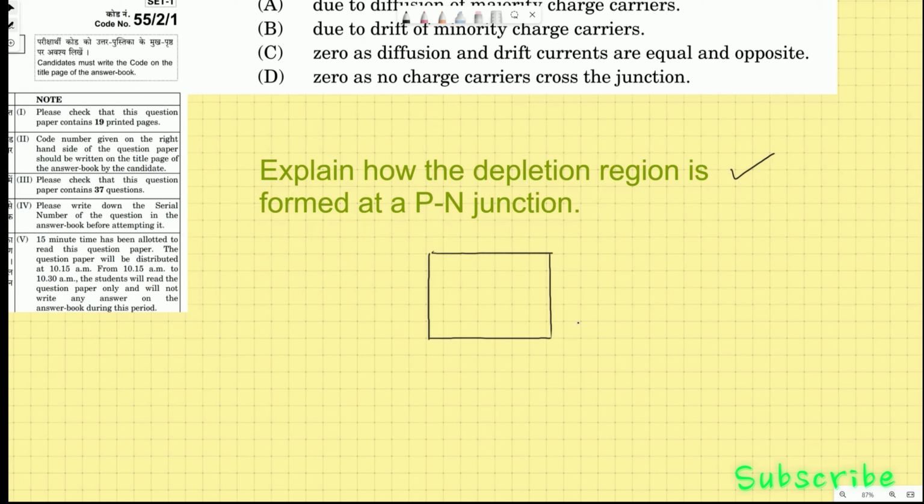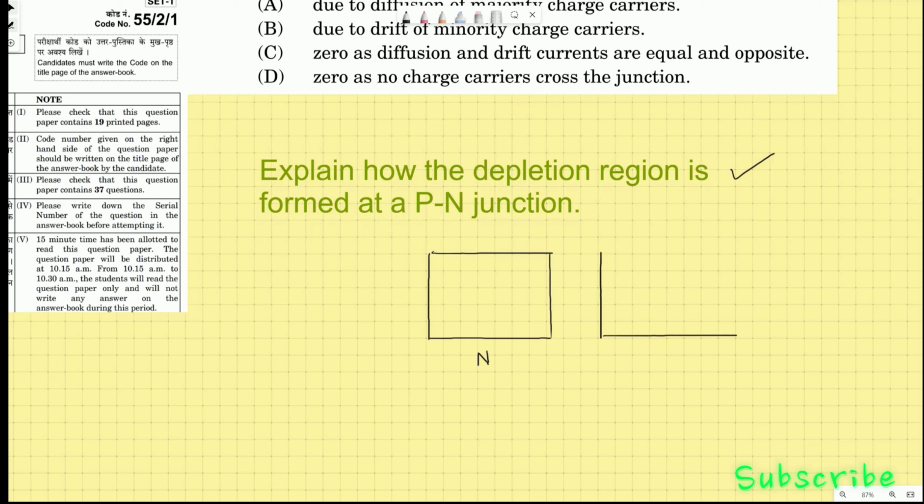You have an n-type semiconductor. You have donor ions in that, and you have excess electrons in them. This is the n-type semiconductor. A pentavalent impurity is added, something like phosphorus. Then you have the other type of semiconductor, which is a p-type semiconductor.